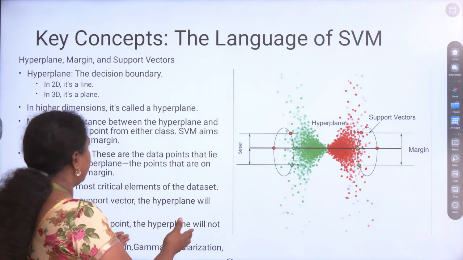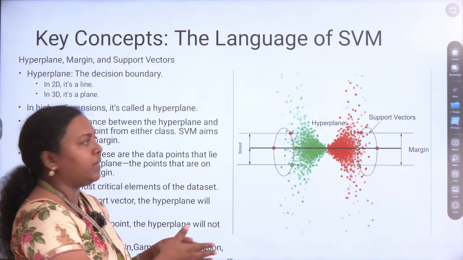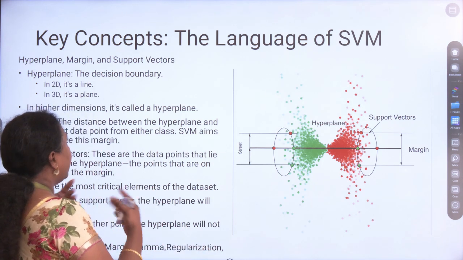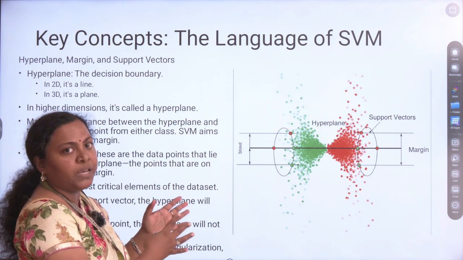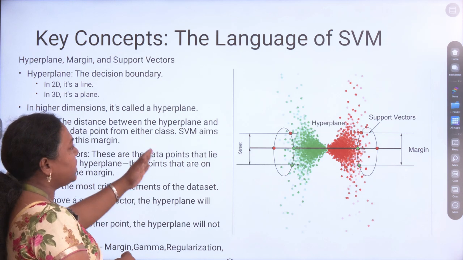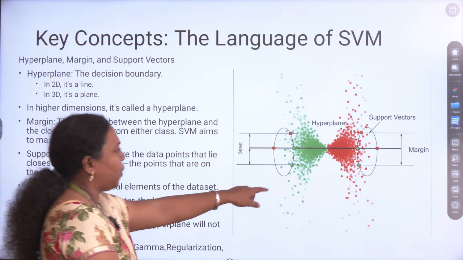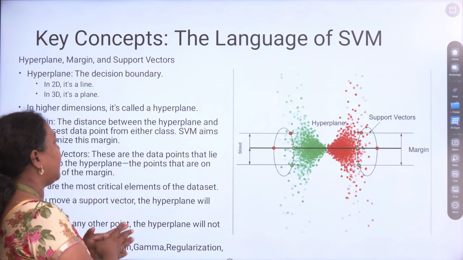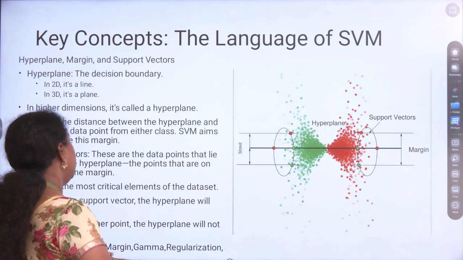Either it can be 2D. If it is 2D, it is a line. If it is 3D, then it is a plane. In higher dimensions of data or complex data, this will be called a hyperplane. The margin is between the hyperplane and the closest point, in either case. The SVM aims to maximize the margin.